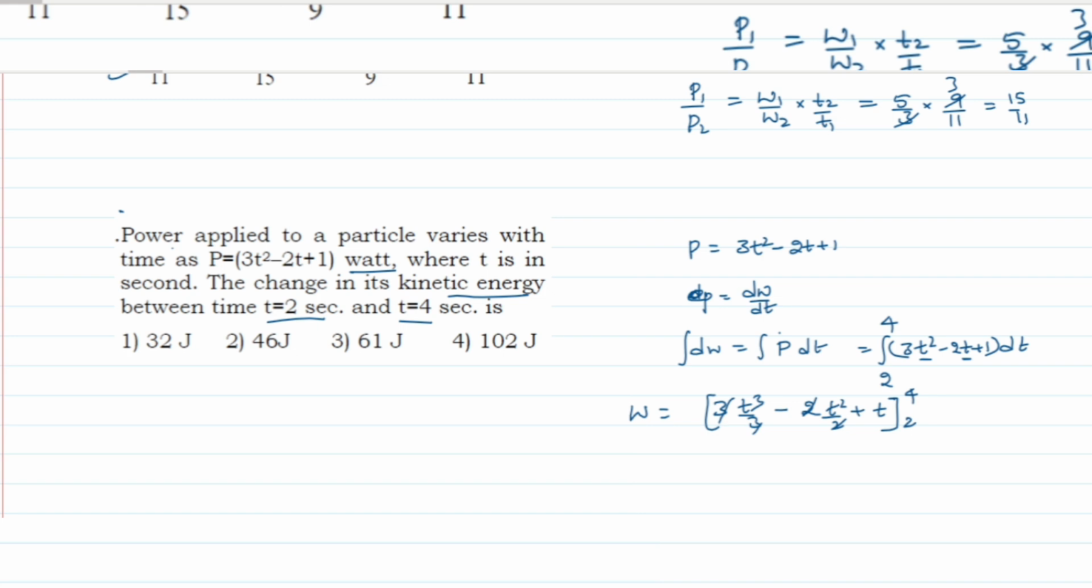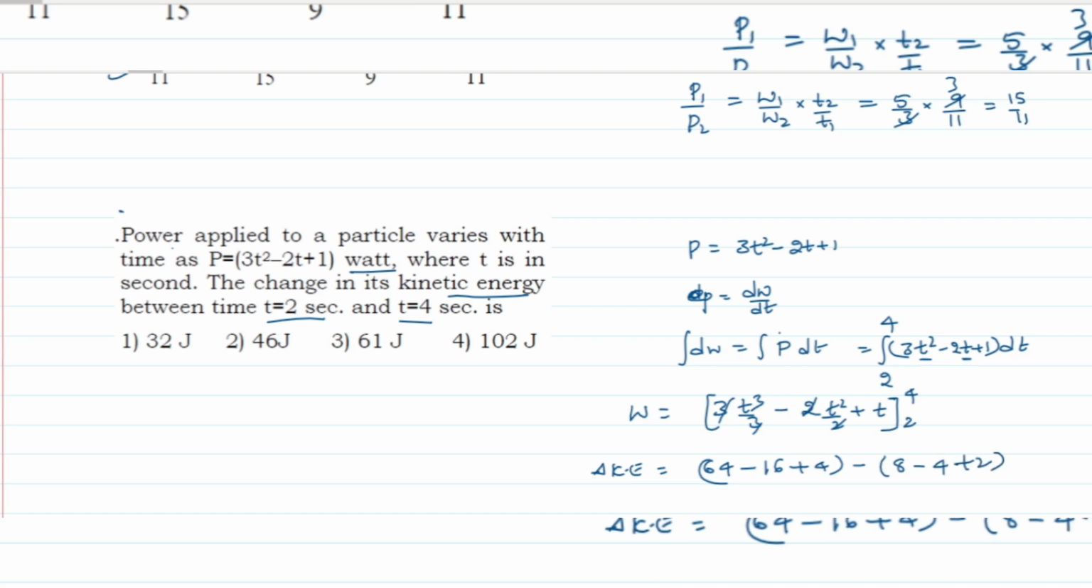They are asking kinetic energy. According to the work energy theorem, work done is nothing but change in kinetic energy, which will be equal to t cube, in the sense here 4 cube, that is 64, minus 4 4s are 16, plus 4, upper limit minus lower limit. This is 2, you have to substitute. 2 cube is nothing but 8, minus 2 square 4, plus 2.